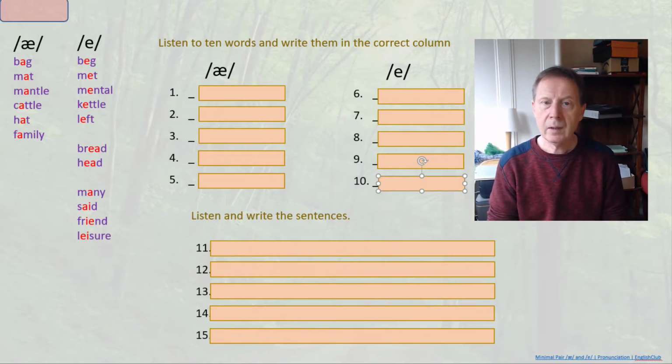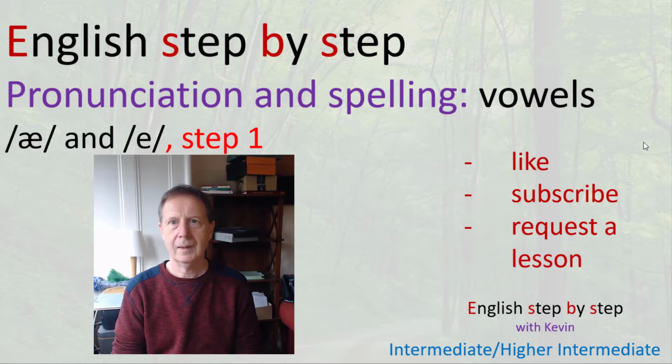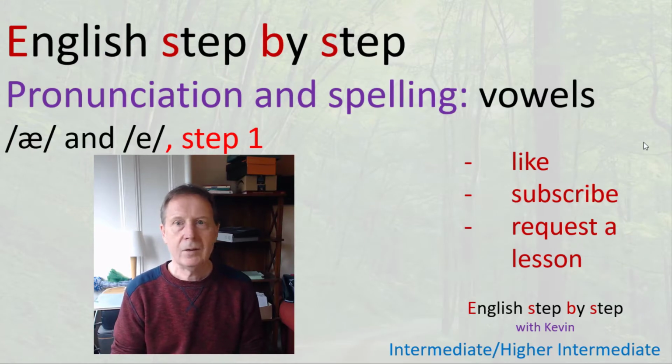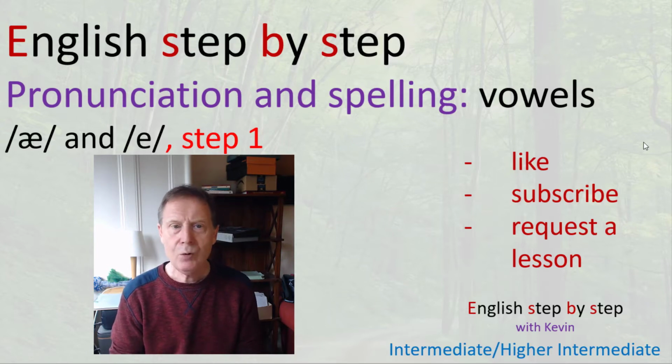You can pause here, go back in the video, check the sounds and check your spelling. So that brings us to the end of this step 1 video on the vowels A and E. You can move on to the step 2 video to check your answers to the practice exercise and check your spelling.